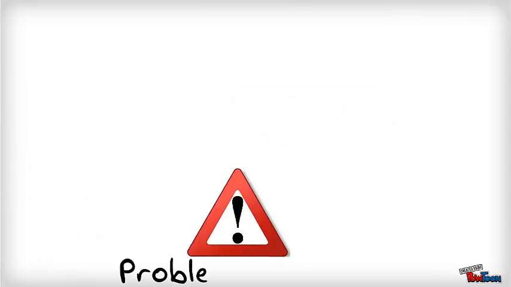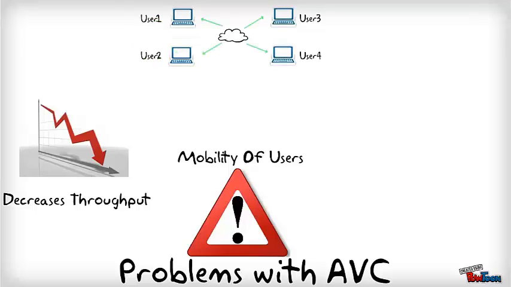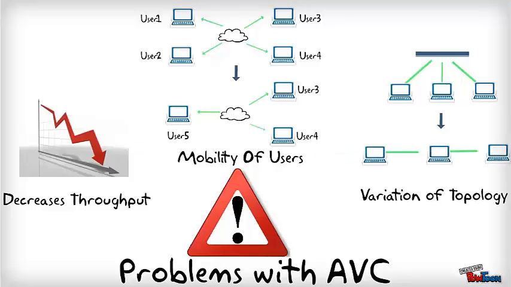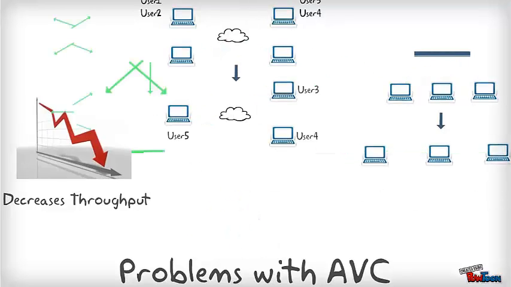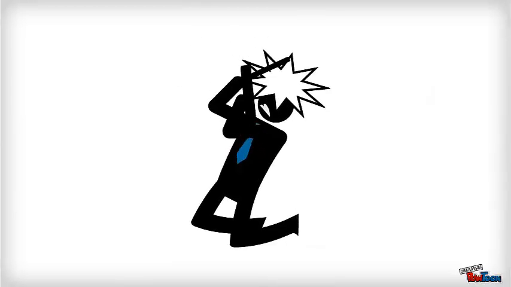However, AVC comes with its set of problems. It can decrease network throughput. Mobility of users also poses a big challenge. And variation in topology also makes it difficult to monitor and manage devices on the network. With all these issues, our network administrator has nowhere to go.